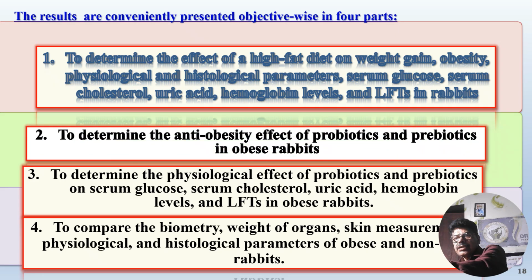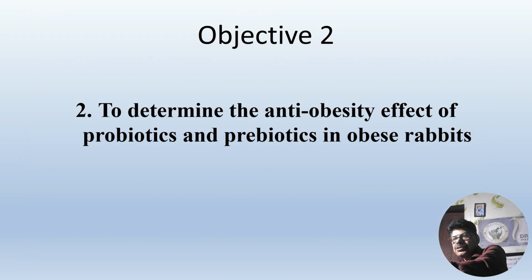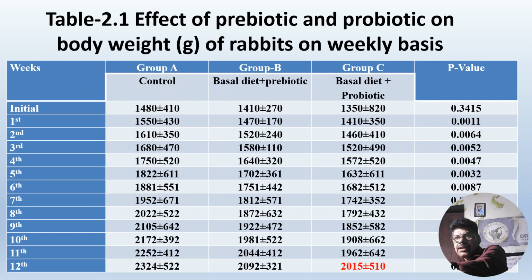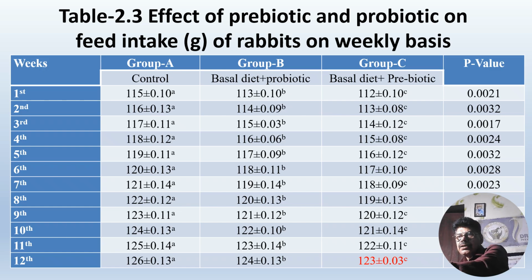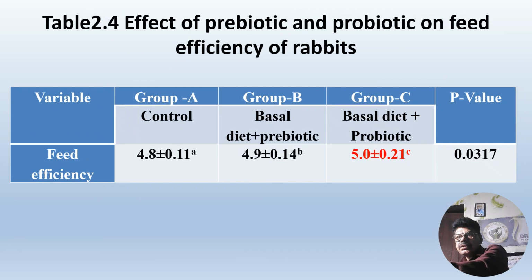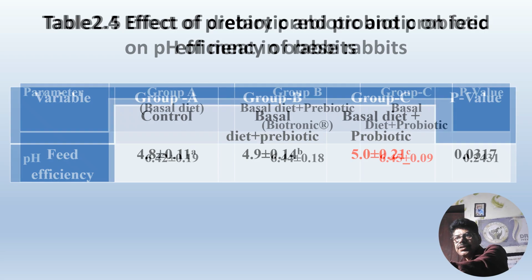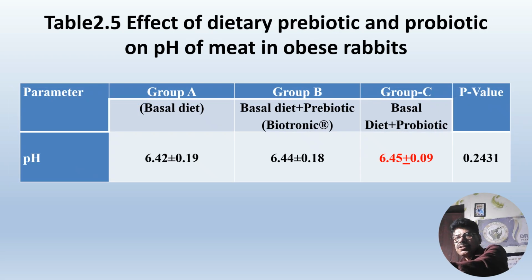To determine the anti-obesity effect of a probiotic and prebiotic in the obese rabbits, it was observed that on the 12th day, the weight was significantly higher in group C, whereas the average daily weight gain was significantly higher in group C, which is the basal diet plus probiotic, and the feed intake was significantly higher in group C. The feed efficiency was higher in group C, which is the basal diet and the probiotic, whereas the basal diet and probiotic has a higher pH.